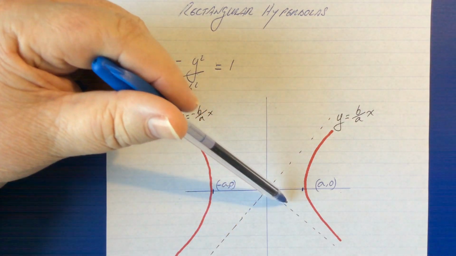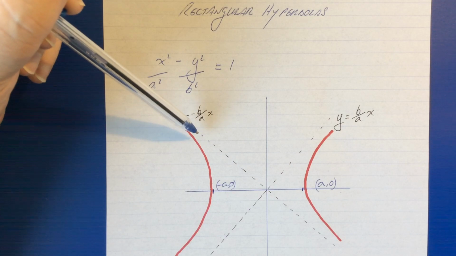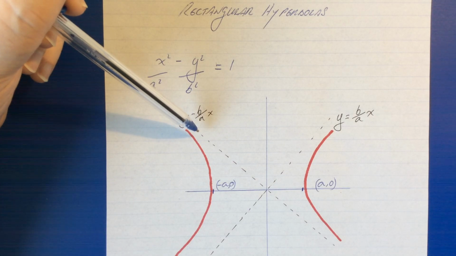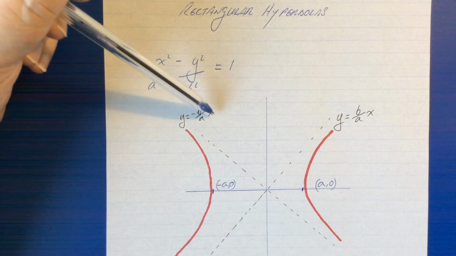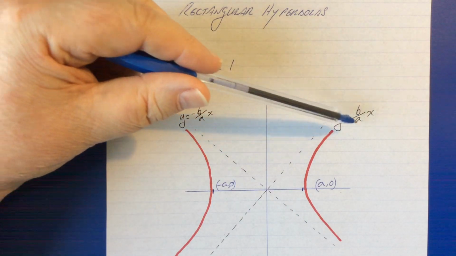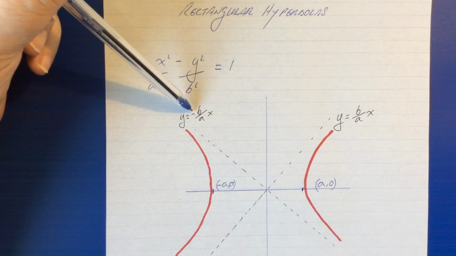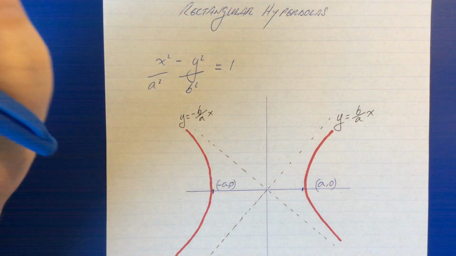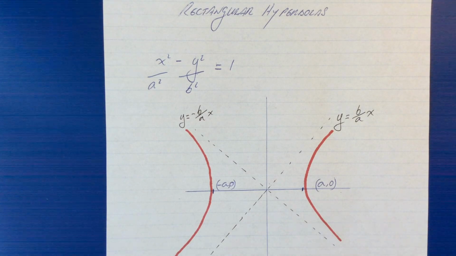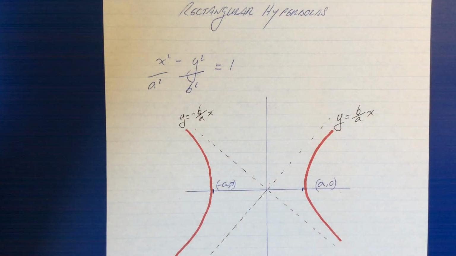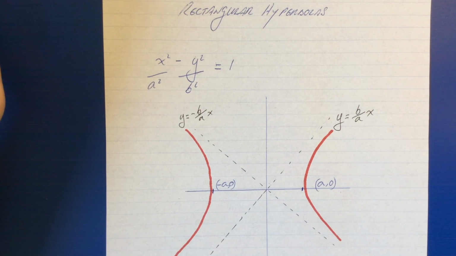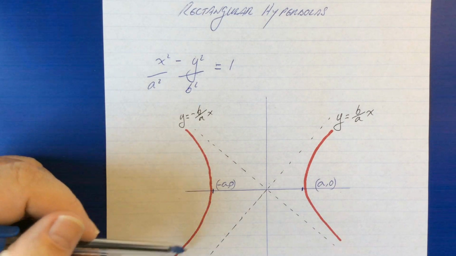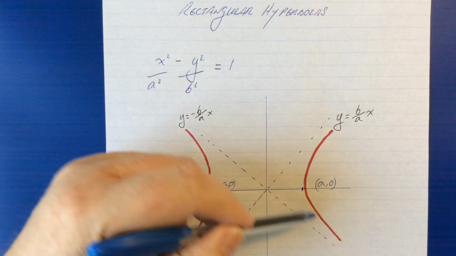Now, the other asymptote should be, if you've done everything correctly, perpendicular to that. And indeed, if you look at the equation, the only difference between this equation and this equation is that this is negative. So this angle down here should be 90 degrees. If it's not, and you know that you're dealing with a hyperbola, then something has gone wrong.